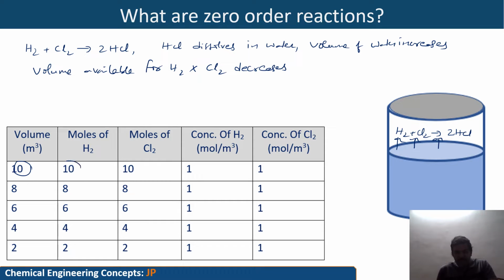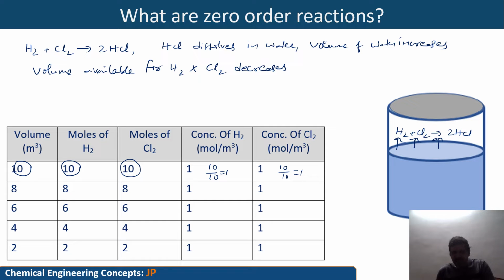Let us assume here initially I have 10 meter cube of space that is occupied by 10 moles of hydrogen and 10 moles of chlorine. If you look at the concentration of hydrogen, moles per volume, 10 by 10, which is equal to 1. Likewise, the concentration of chlorine is given by 10 by 10, which is equal to 1. As time proceeds, the volume available for hydrogen and chlorine decreases, and at the same time as the reaction proceeds, the number of moles of hydrogen and chlorine also decreases.